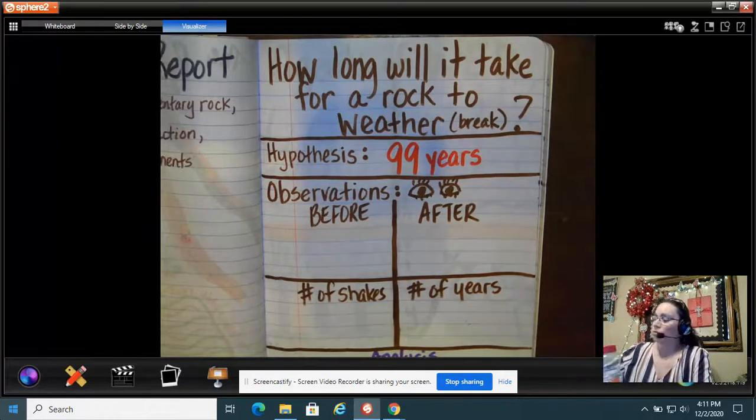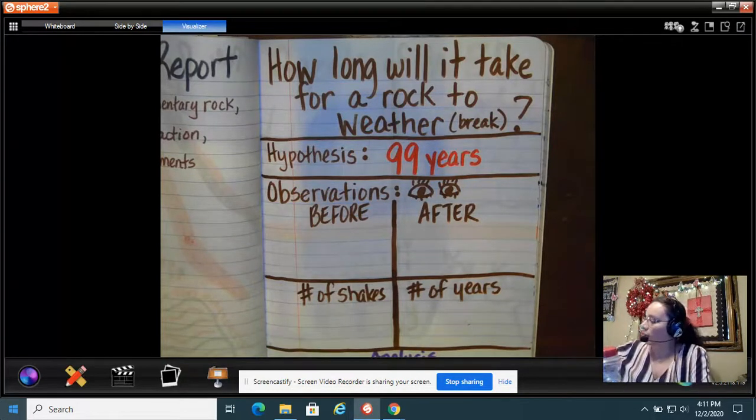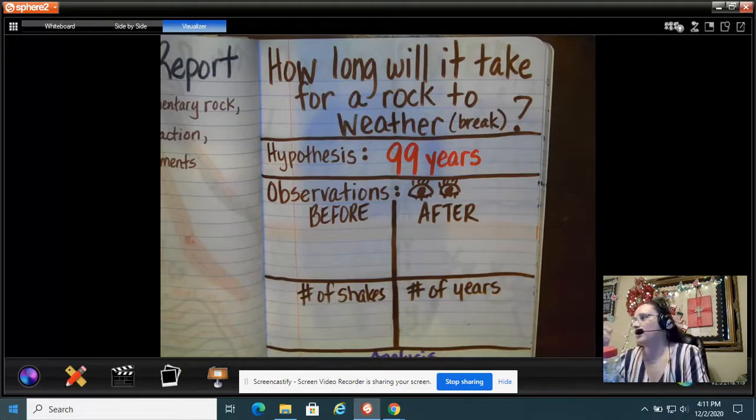Okay. I used Famous Amos cookies, chocolate chip cookies. Okay. You can use whatever cookie you have at your house. Okay. This experiment, it lends itself to whatever cookie you have at your house as long as it fits in the jar. Okay.